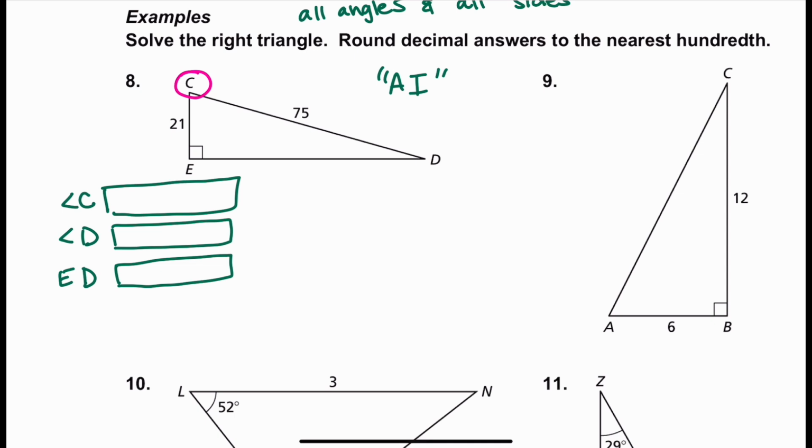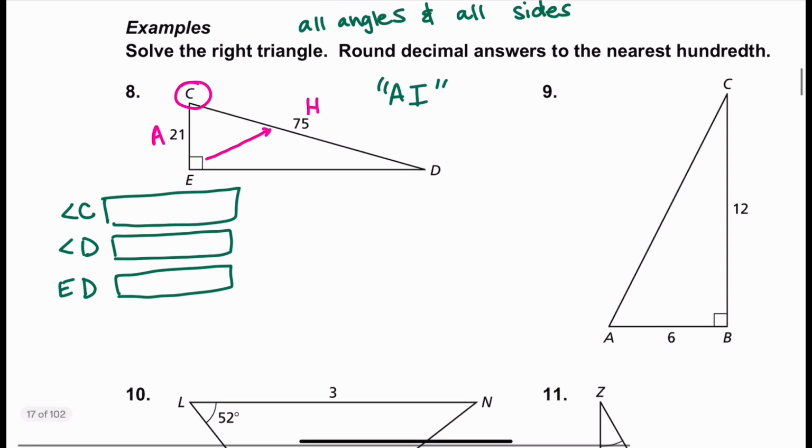Okay, so let's start by labeling the sides. Hypotenuse is the longest side across from the right angle. Opposite is the side across from whatever your reference angle is. There's no letters or numbers on here, so I'm going to leave it for now. But I do have my adjacent side. Now, I have adjacent and hypotenuse. That is the CAH of SOHCAHTOA. So the cosine is equal to the adjacent divided by the hypotenuse. So I'm finding my angle, so I'm going to use the inverse cosine.